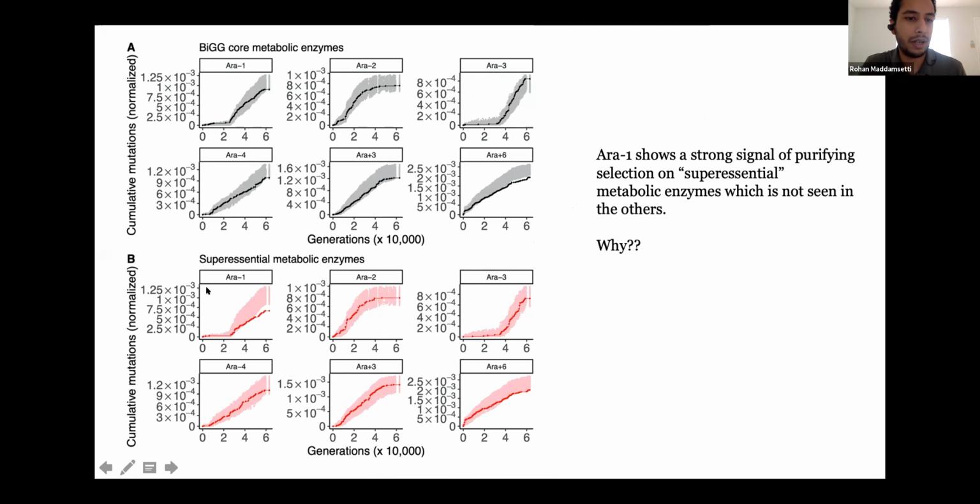So here is some interesting unpublished stuff where I was applying this to metabolic genes. In some cases, it turns out that some particular modules of essential metabolic genes show very strong evidence of purifying selection in some populations, but not others. So this is evidence of idiosyncratic purifying selection in, say, R-1 that we don't really see in any of the other populations. And so it's really a mystery why these patterns are arising.